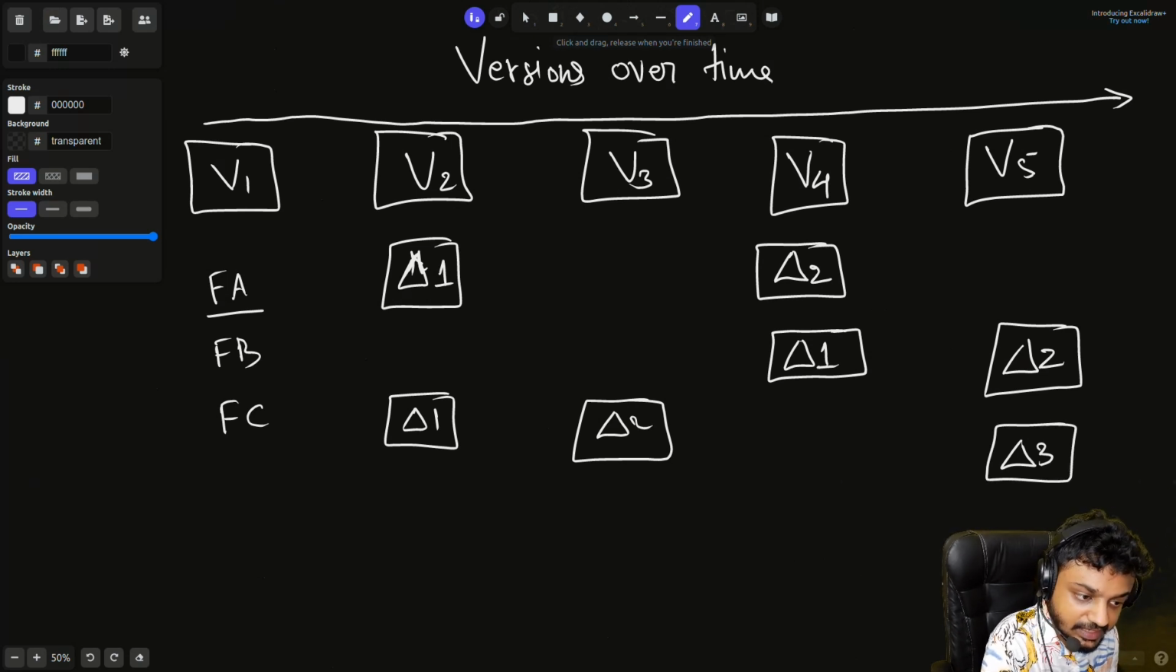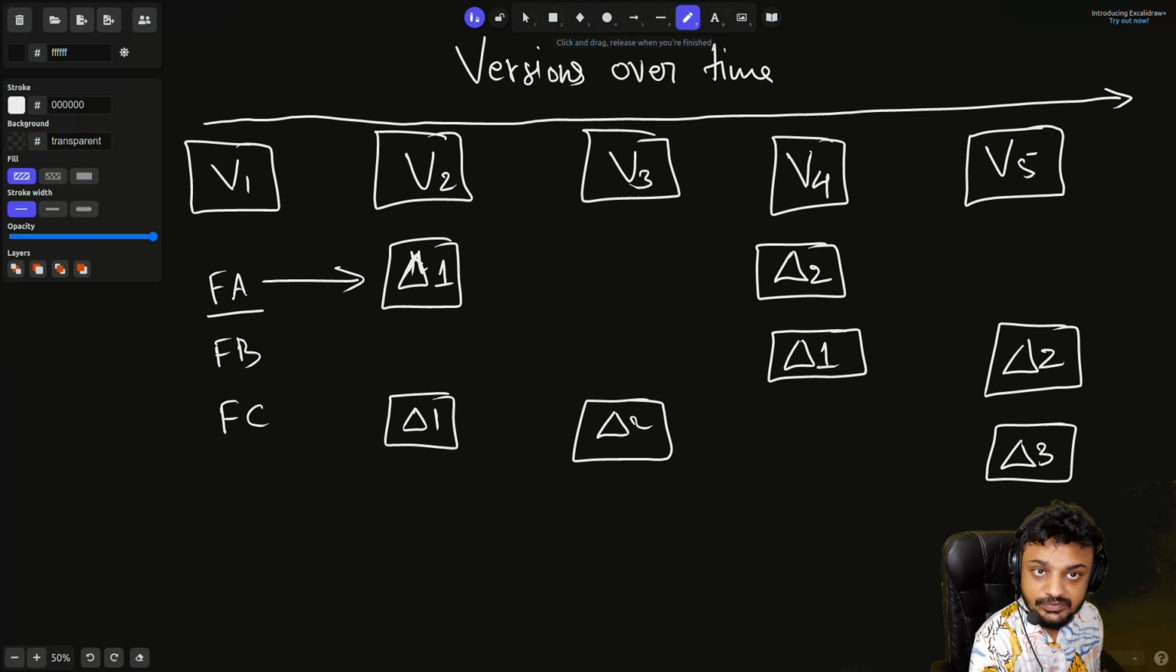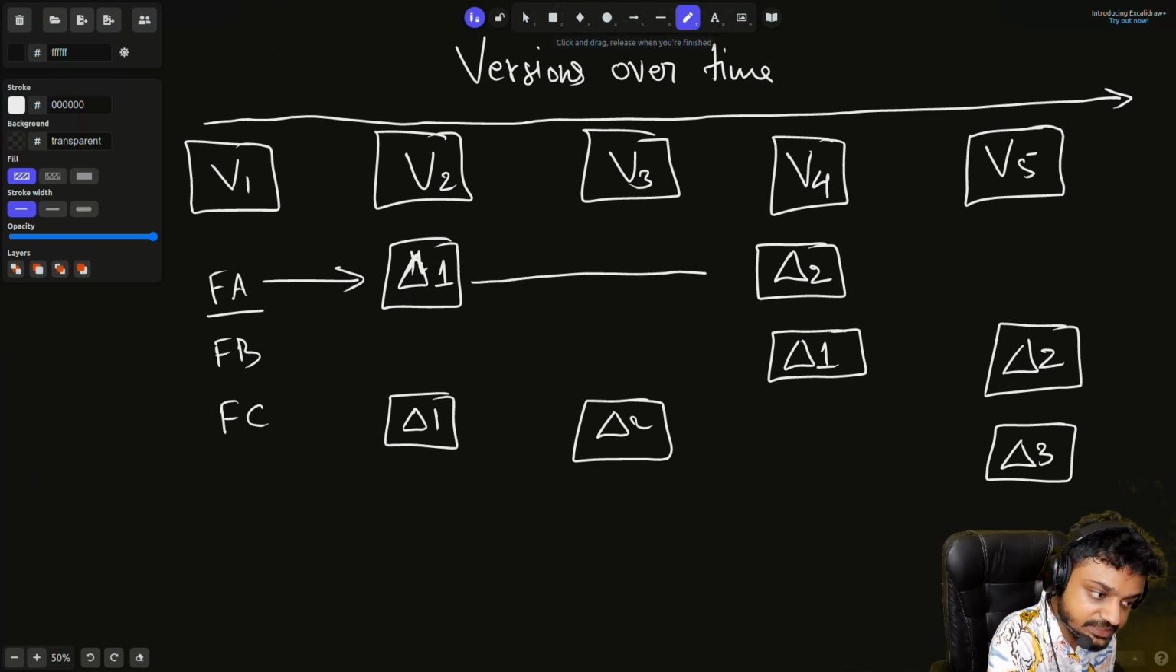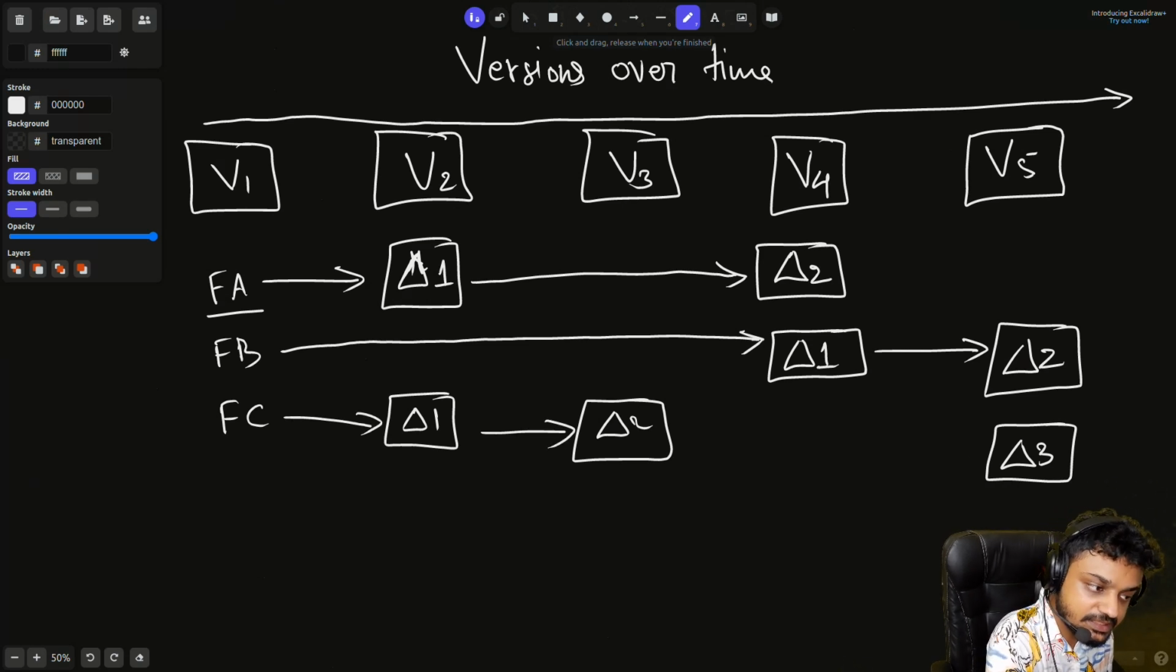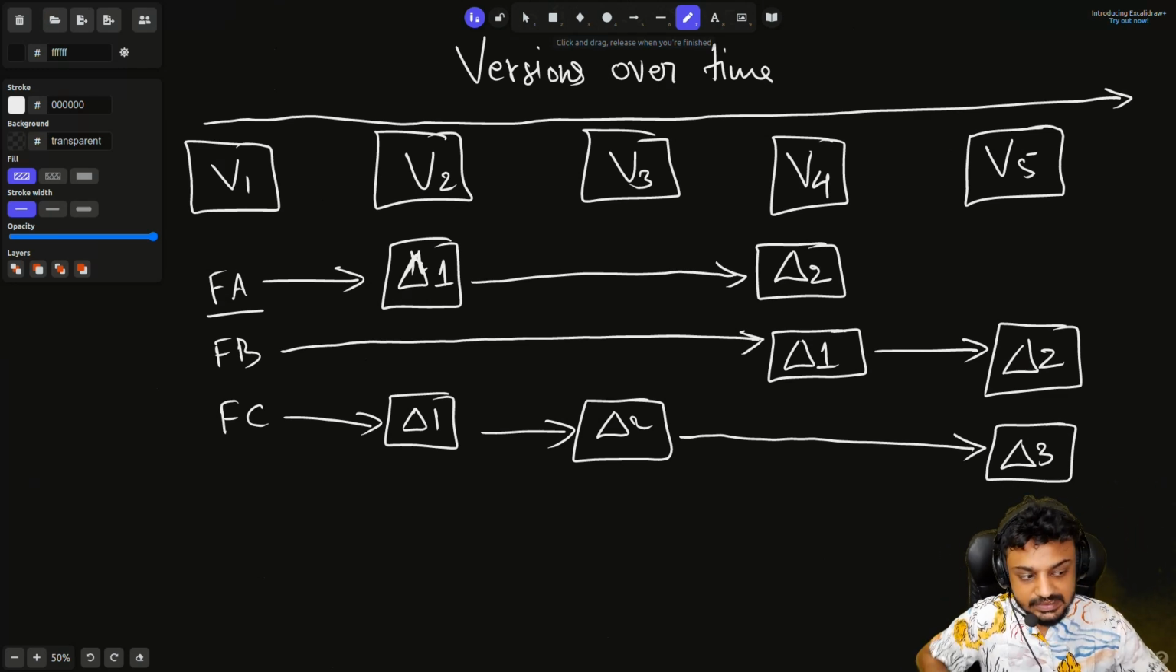So file A had some first set of changes in version 2. Then version 3 they didn't have any change, then here they had some changes. File B, for version 2 and version 3 there were no changes. Then in version 4 there were some changes, version 5 there was again some changes. For file C, version 2 had some changes, then version 3 had some changes, and then version 4 was same, and then version 5 had some changes, right?